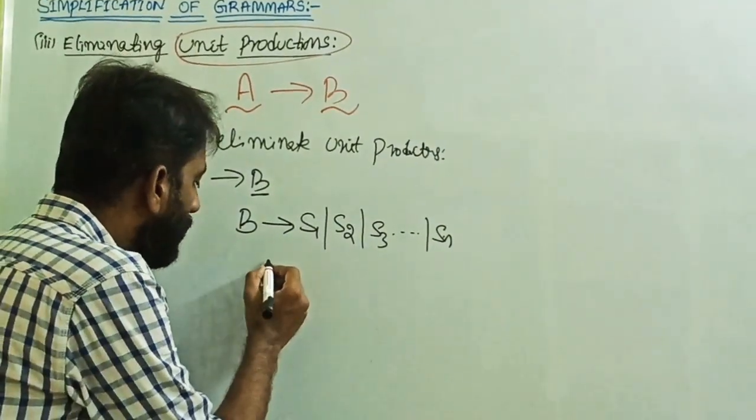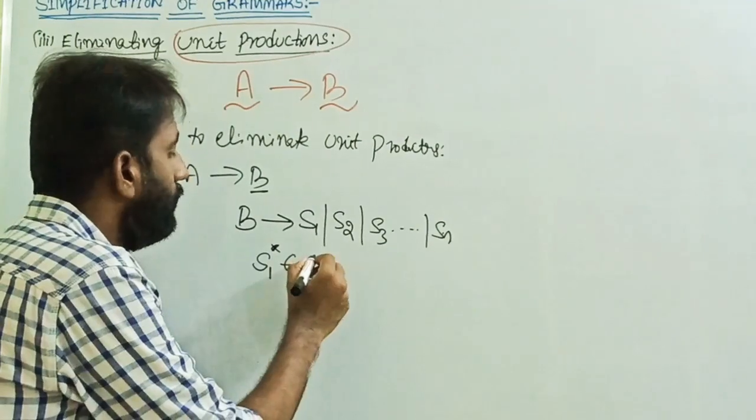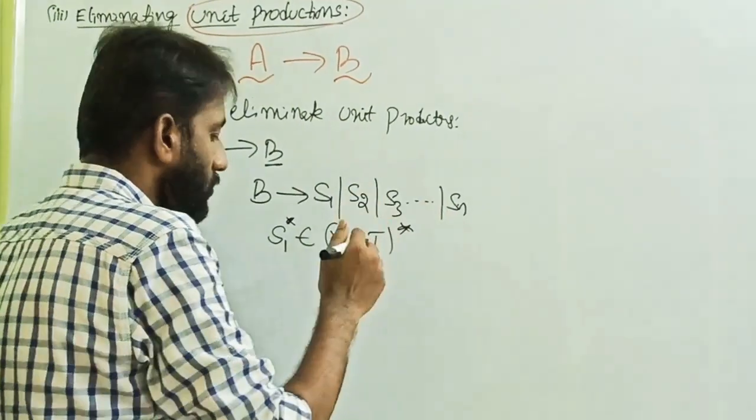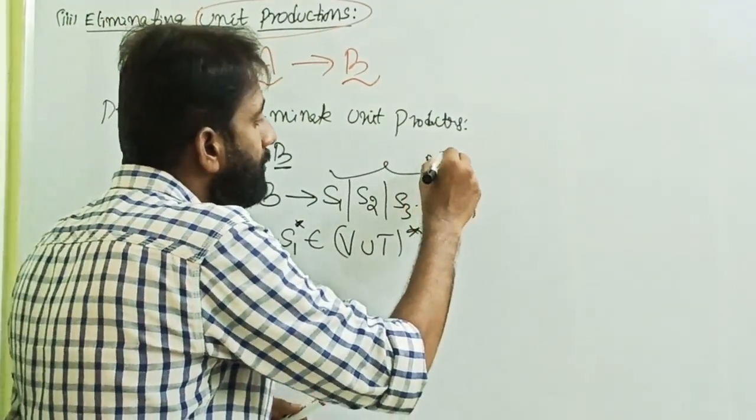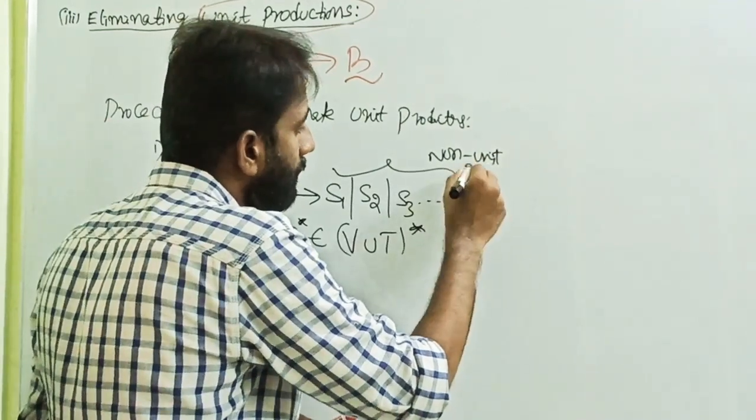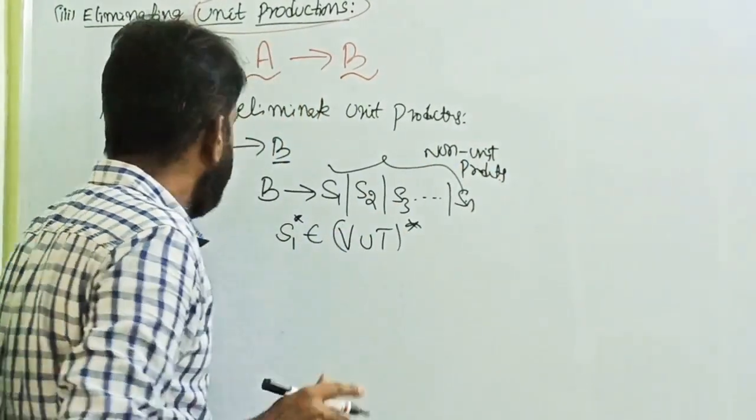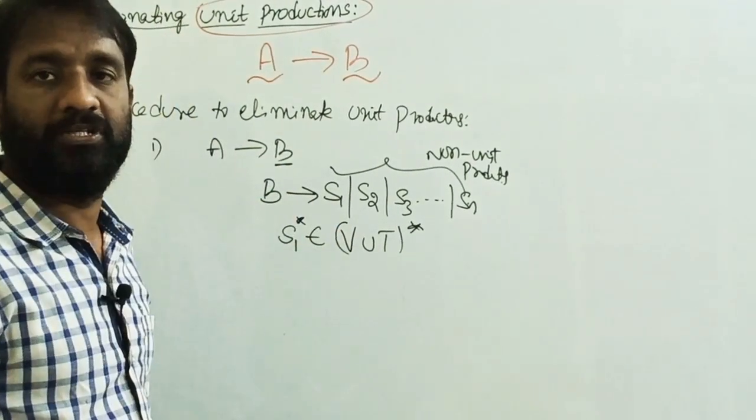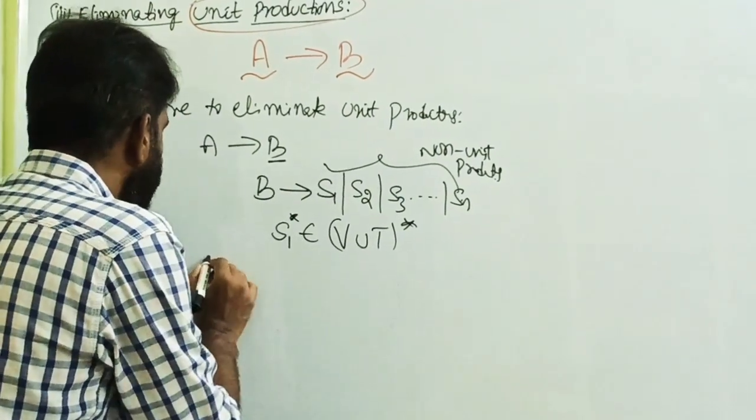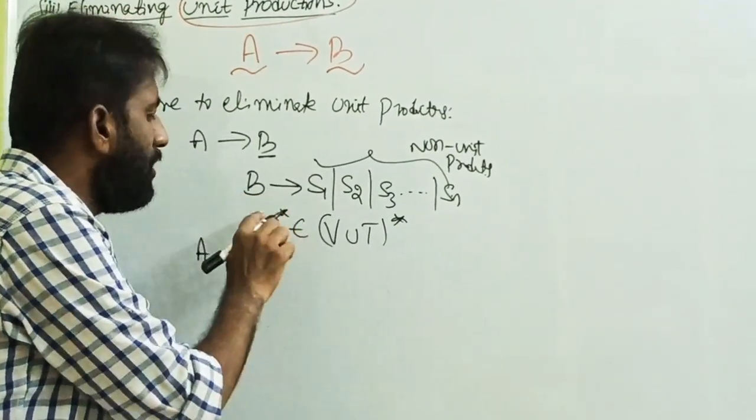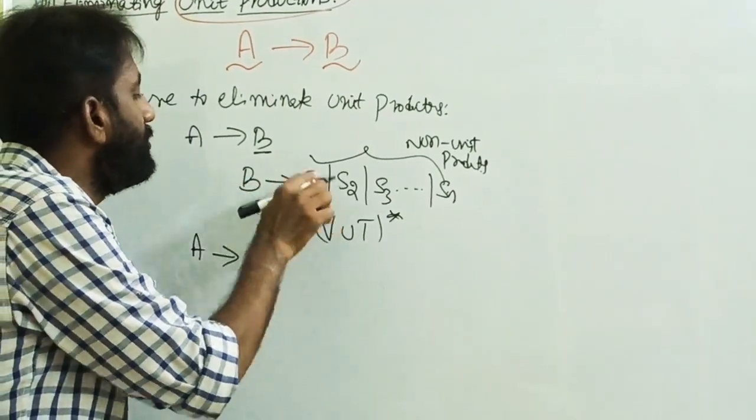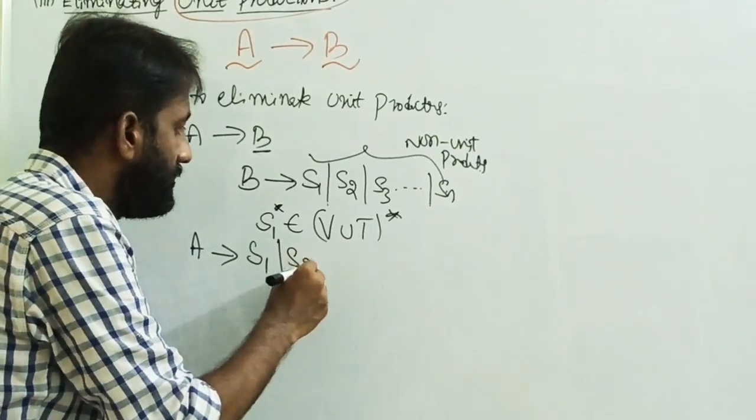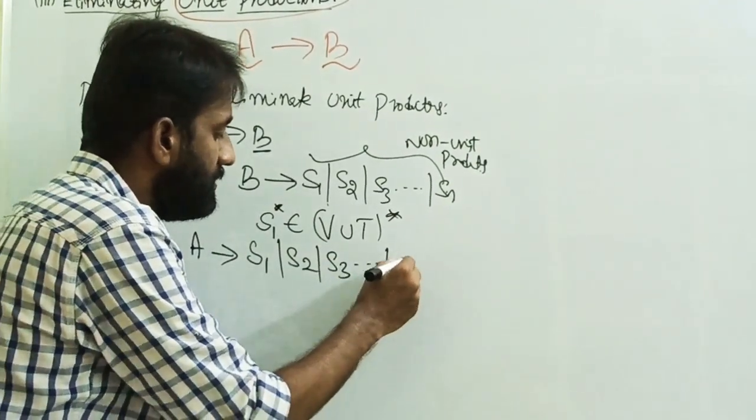So what is S1? Closure tends to variable union T whole closure. These are all non-unit productions. Then you can simply eliminate the unit production by replacing B with its non-unit productions. Create a new production like A tends to, just apply the substitution rule. Substitute B productions in this production, so you can write the new production as S1, S2, S3 and so on up to Sn.